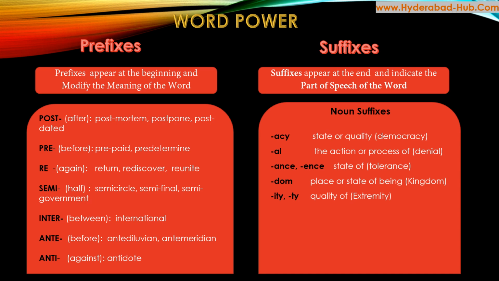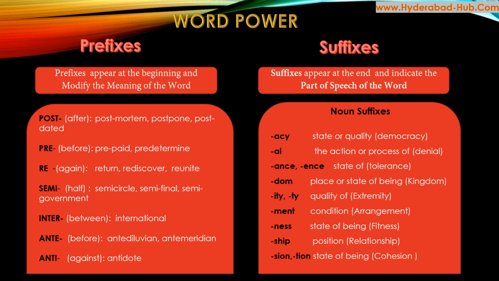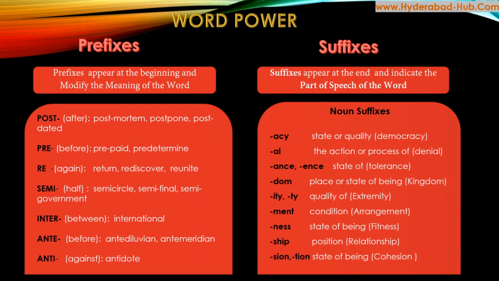Dom. Meaning: place or state of being. Example: kingdom. Ity, ty. Meaning: quality of. Example: extremity. Ment. Meaning: condition. Example: arrangement. Ness. Meaning: state of being. Example: fitness. Ship. Meaning: position. Example: relationship. Sion, tion. Meaning: state of being. Example: cohesion.